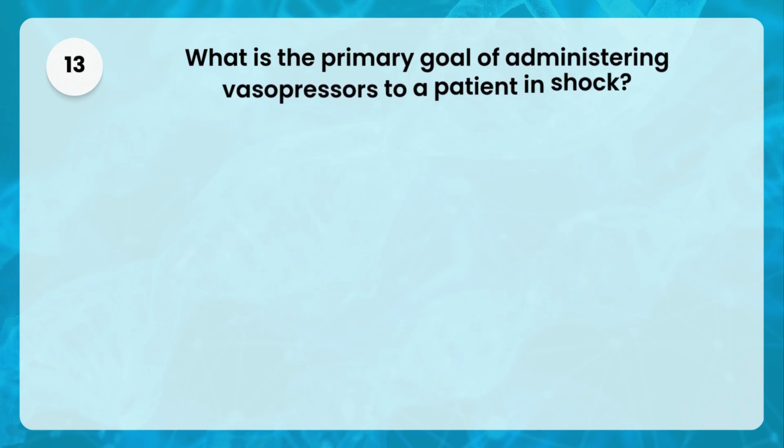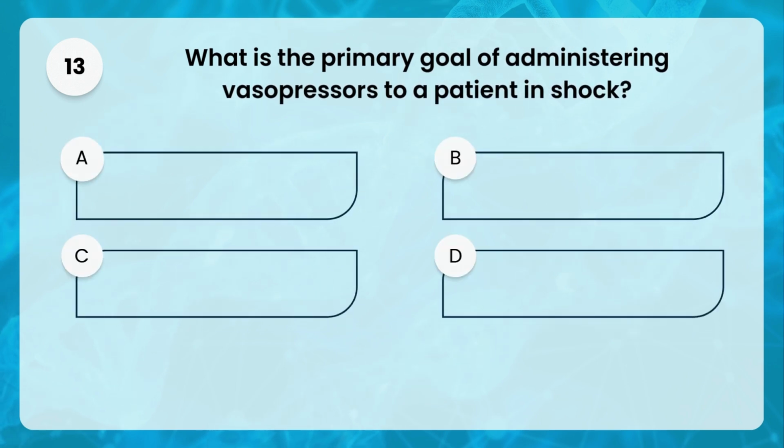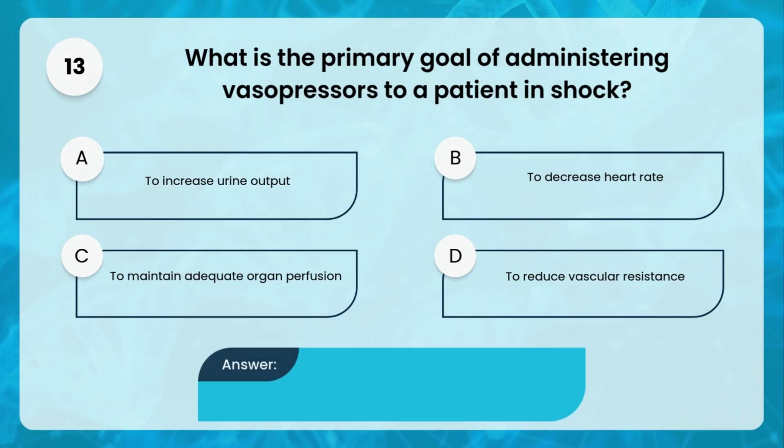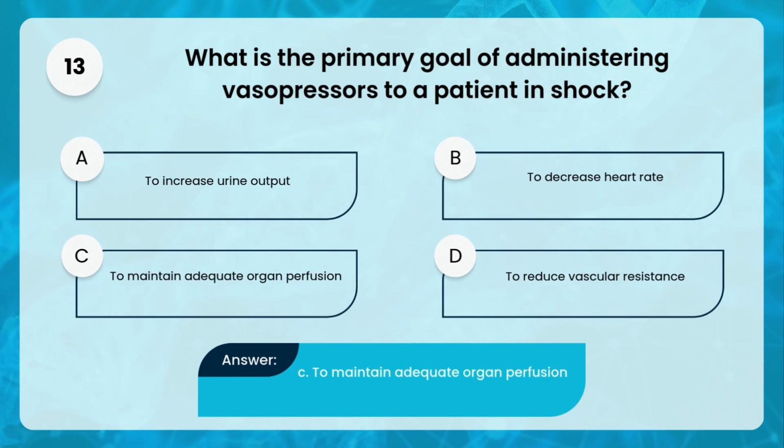Number 13. What is the primary goal of administering vasopressors to a patient in shock? A. To increase urine output. B. To decrease heart rate. C. To maintain adequate organ perfusion. Or D. To reduce vascular resistance. The answer is C. To maintain adequate organ perfusion.